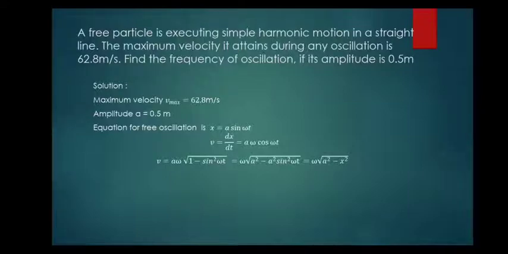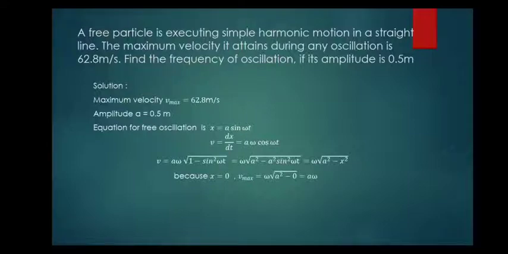Now taking a inside the square root, you will get omega square root of a square minus a square sine square omega t. A sine omega t is x, so a square sine square omega t can be written as x square. So velocity is equal to omega square root of a square minus x square.